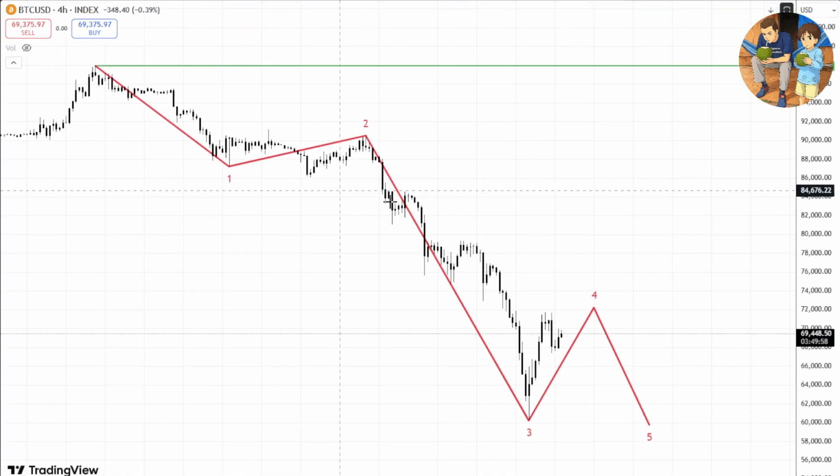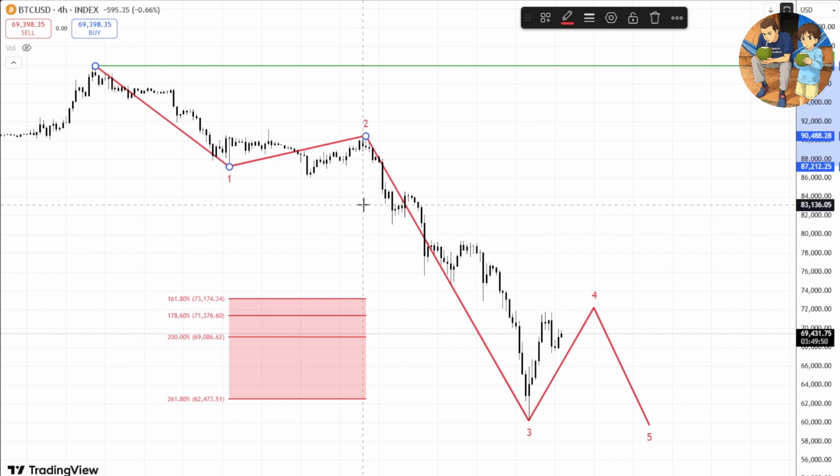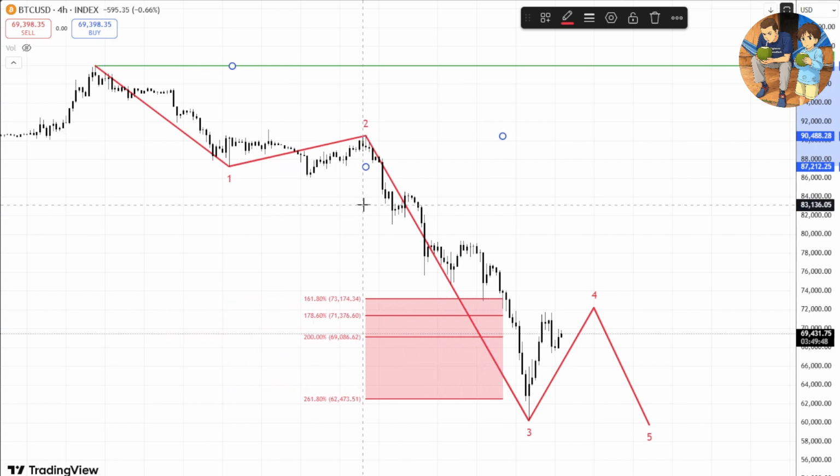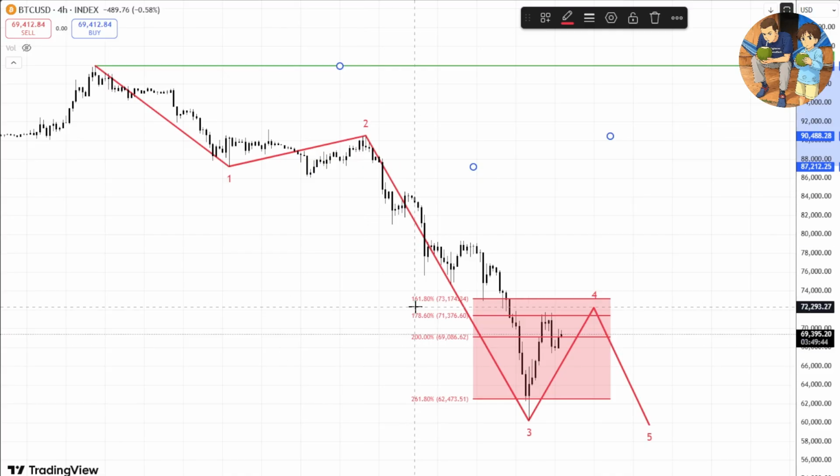To come to this conclusion that we are in this count, I use various different tools. One would be the Fibonacci zones. The third wave has a minimal target of 1.618 of the length of wave 1, but can also go to the 2.618, which also is a very common target, which we hit here perfectly.